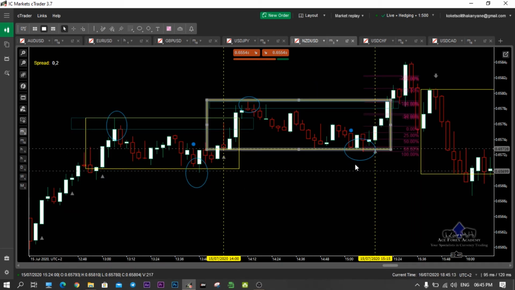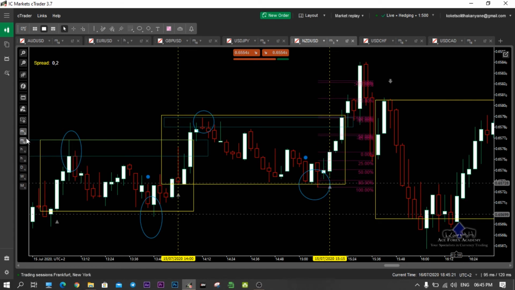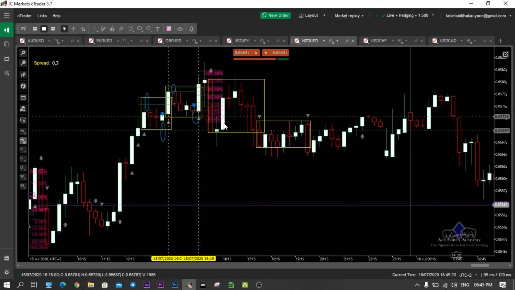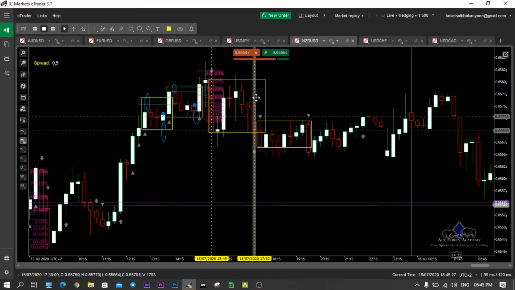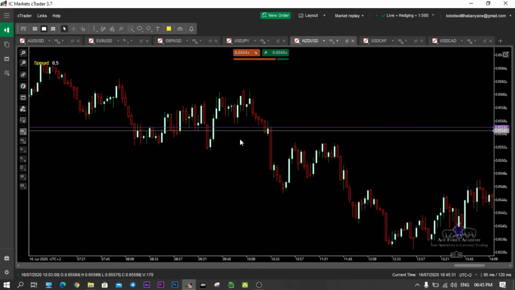This is what we always strive for, these deep pullbacks, right? We don't like shallow pullbacks. You need the deep pullbacks all the time. Okay, let's have a look at the next one. Just this one over here, right? Let's have a look.